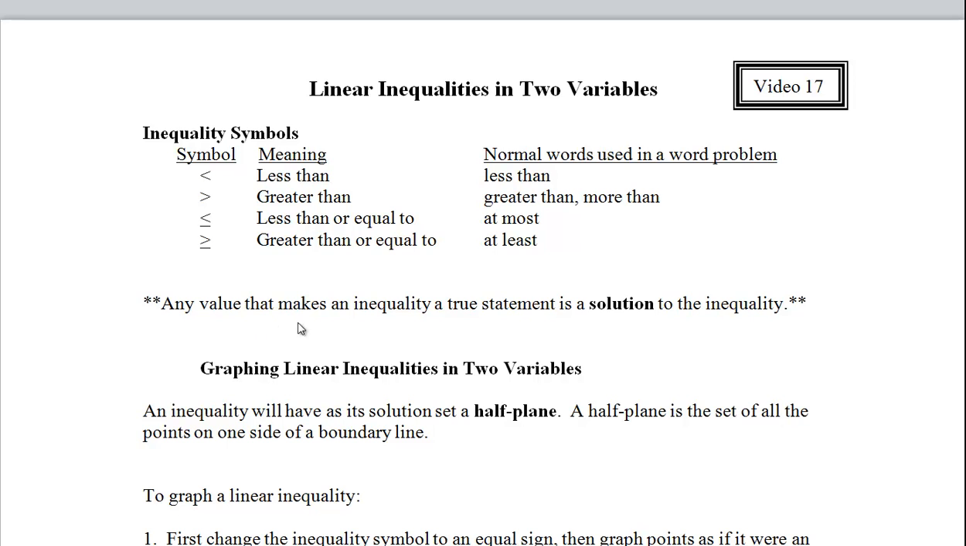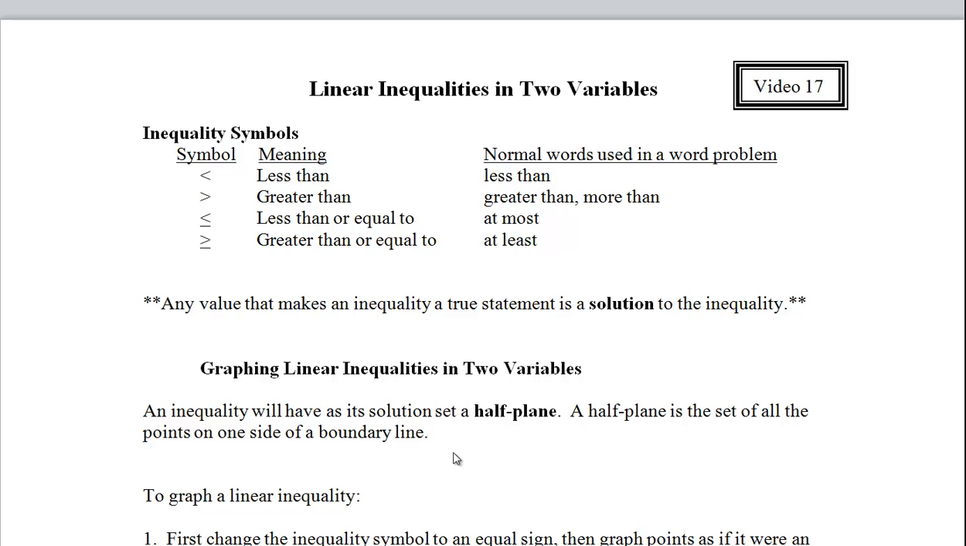Now, any value that makes an inequality a true statement is a solution to the inequality. We're going to find out that we're going to have sections on a graph. A half plane is actually what it's called. But let's go a little bit further. Graphing linear inequalities in two variables, an inequality will have as its solution set a half plane. A half plane is a set of all points on one side of a boundary line. So here's some terminology that we need to look a little bit more into.